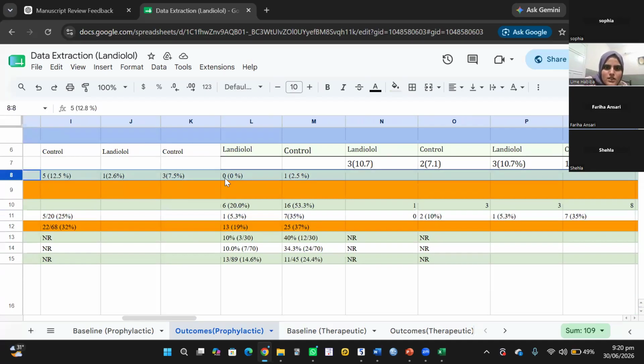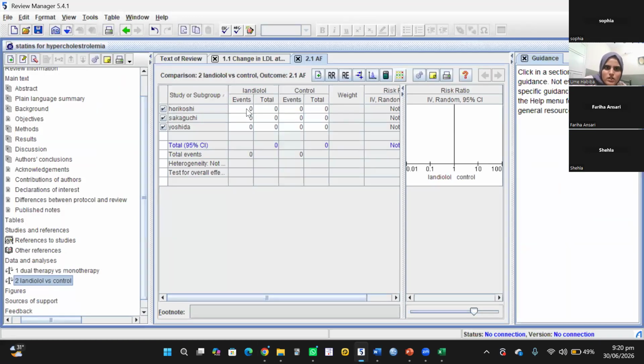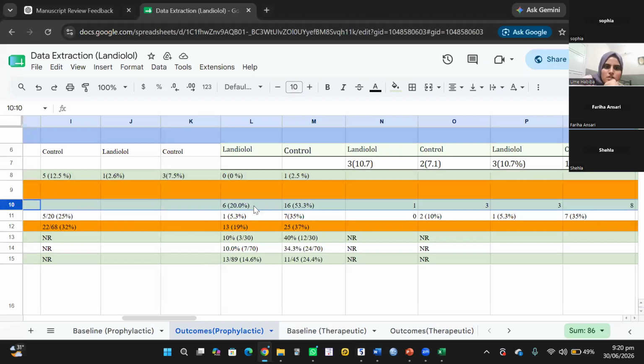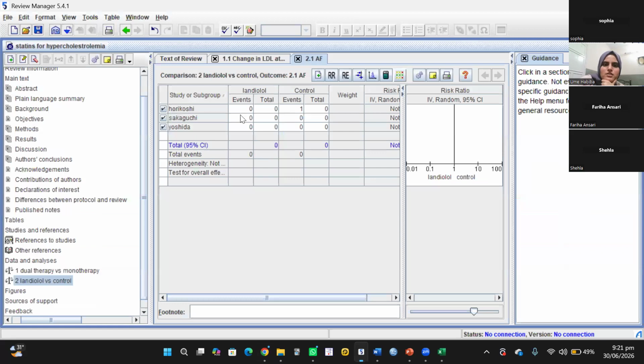8 is 0, 1. I'll write 0, 1, 0 here, and 1 here. Control. I'll first write the events and then the sample size will be written later. For Sakaguchi, which was study number 10, it was 6 in the landiolol group and 16 in the control. Ignore the percentage because they're not asking me about the percentage, just the number, just the event. Landiolol has 6 and control has 16.